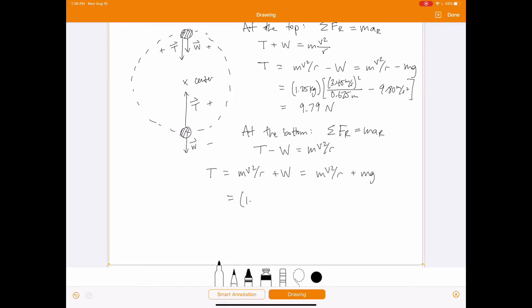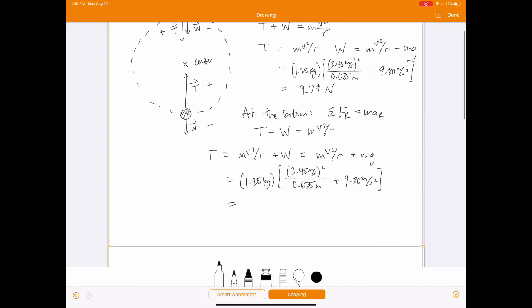So I have 1.25 kilograms as the mass. That's a common factor, so we can just pull it out. We have 3.45 meters per second, squared, divided by 0.675 meters, plus 9.8 meters per second squared.